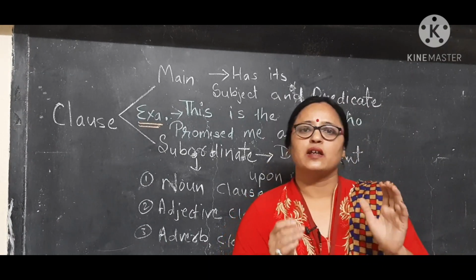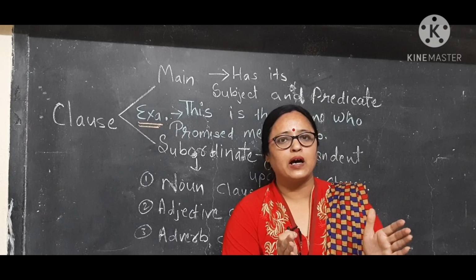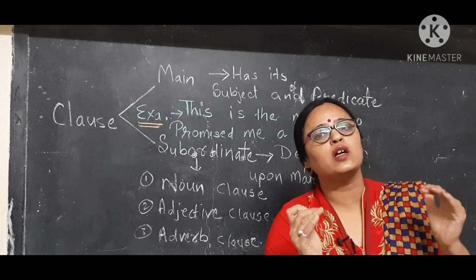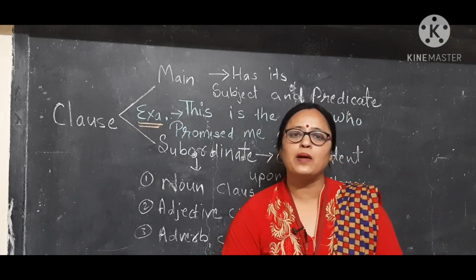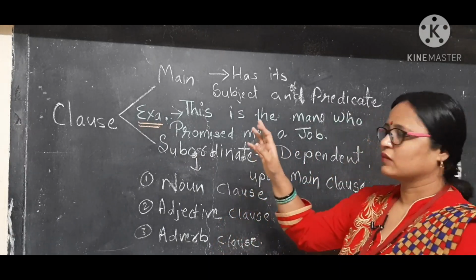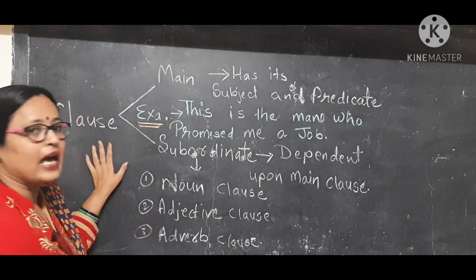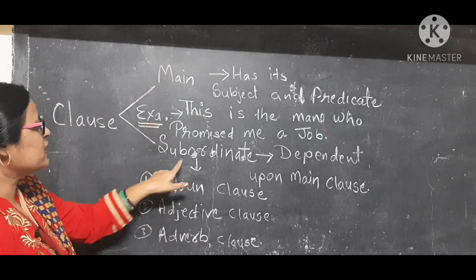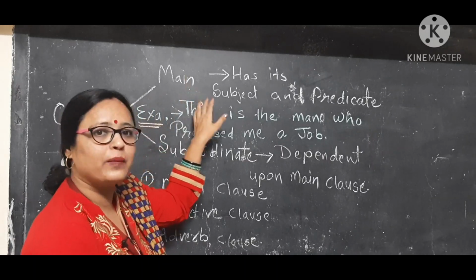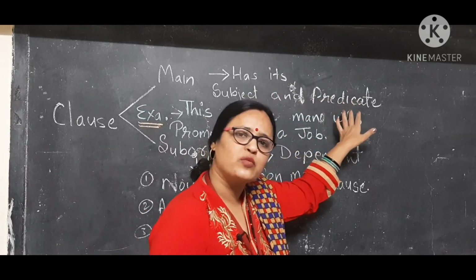Means, in any sentence, the main clause is that part which is independent and has its own complete meaning, and the second part is dependent on the main part. So my dear friends, a clause actually has two parts, main clause and subordinate clause. Main clause is independent and has its own meaning, and it has its subject and predicate. That's why it has its own complete meaning.